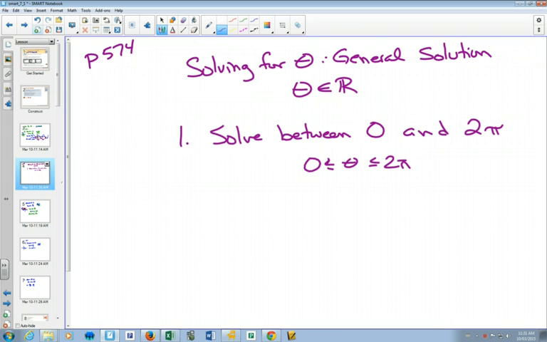Then if you have all of your answers between 0 and 2 pi, then in order to do the coterminal thing, like we did before, you are going to add 2 pi k or 2k pi. Doesn't matter where you put the k, where k is an integer to each answer.